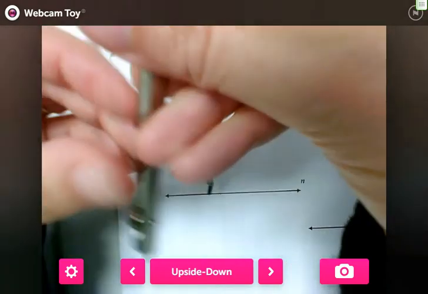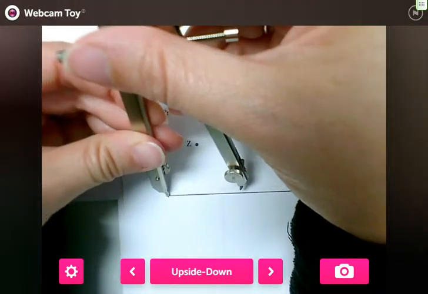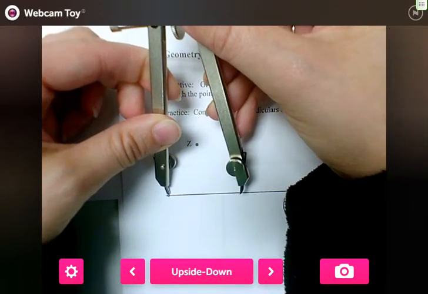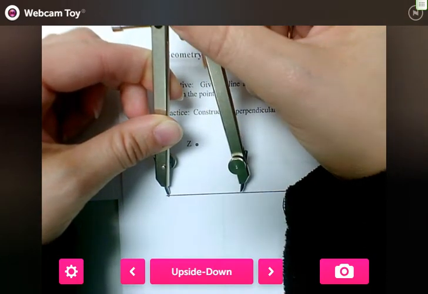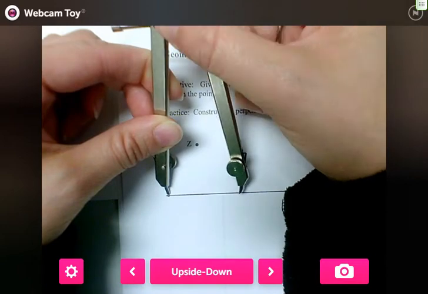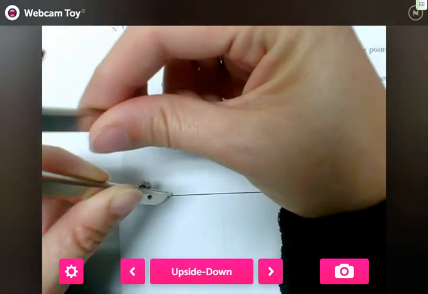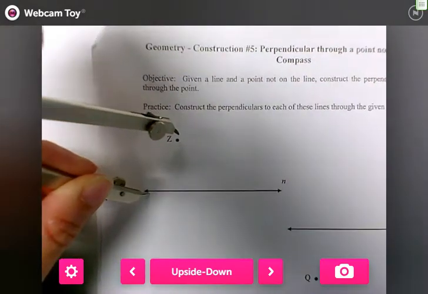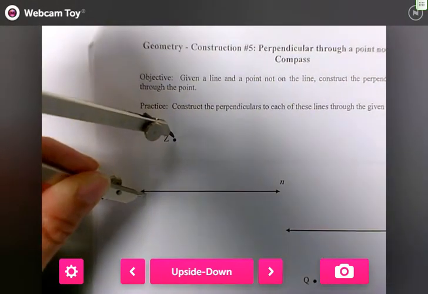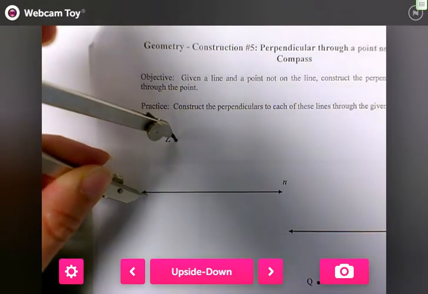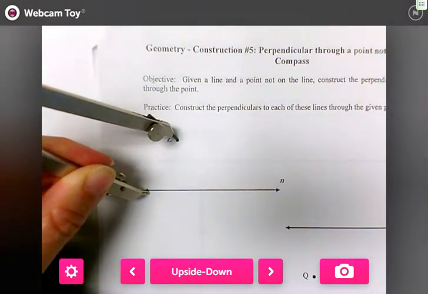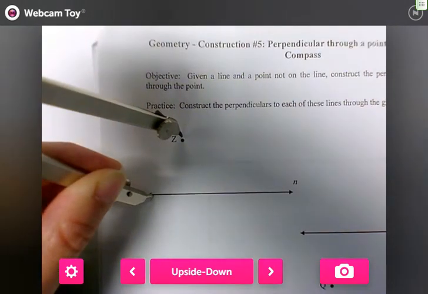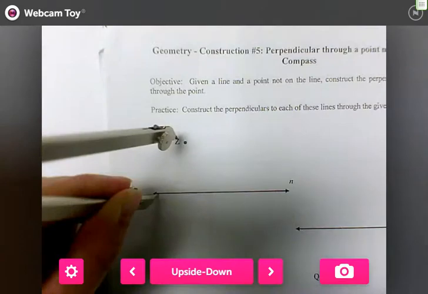I am going to put my compass right here on the line. Then I'm going to turn my compass sideways and make it short enough so that I know it will go through Z. See how I shortened that and it's going to hit Z? I'm going to make it a little shorter. Okay. Now I'm going to make an arc.